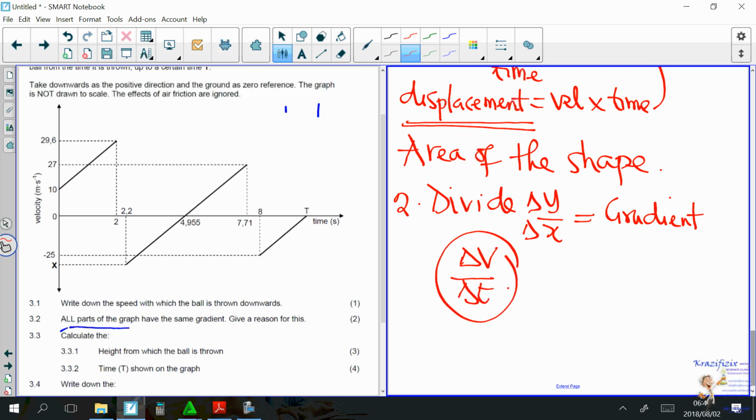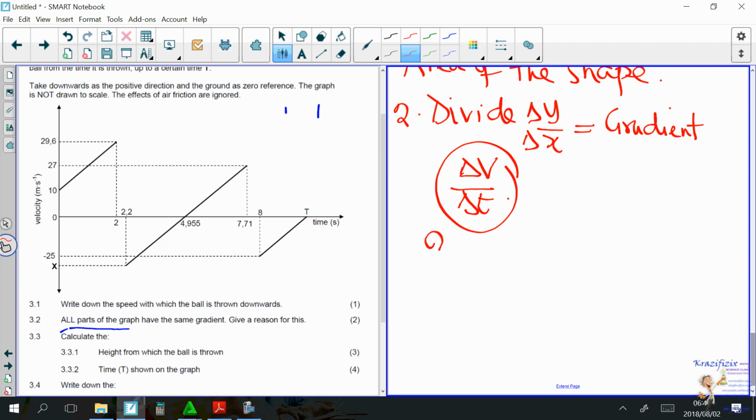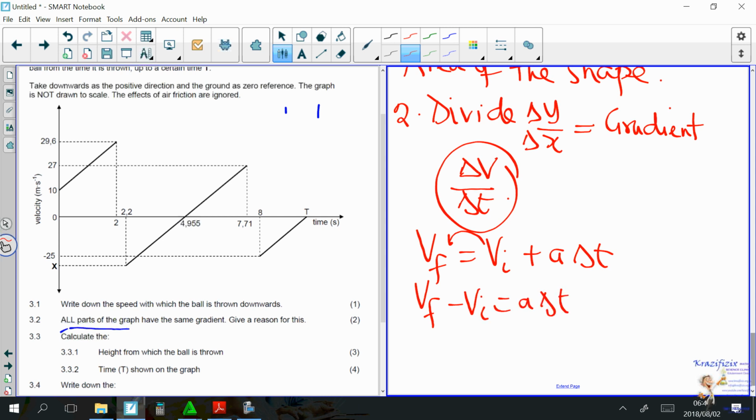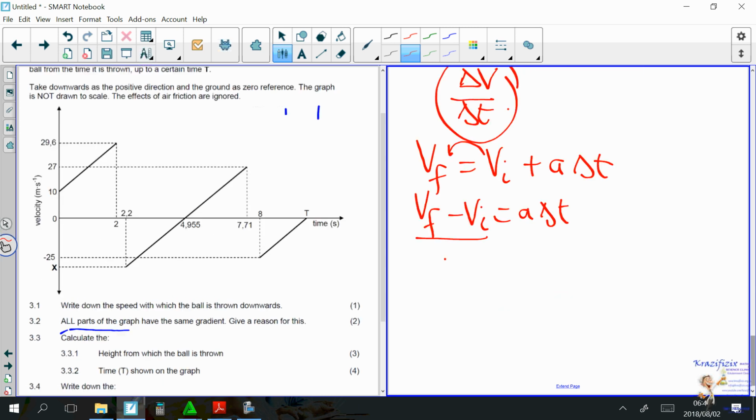Does this formula exist? Let's go to our equations of motion. Vf equals Vi plus a delta t. Let's bring this one over because I'm looking for that. So it's Vf minus Vi equals a delta t. By the way, what is this? Delta V, right? Equals a delta t. Can we divide both sides by delta t?